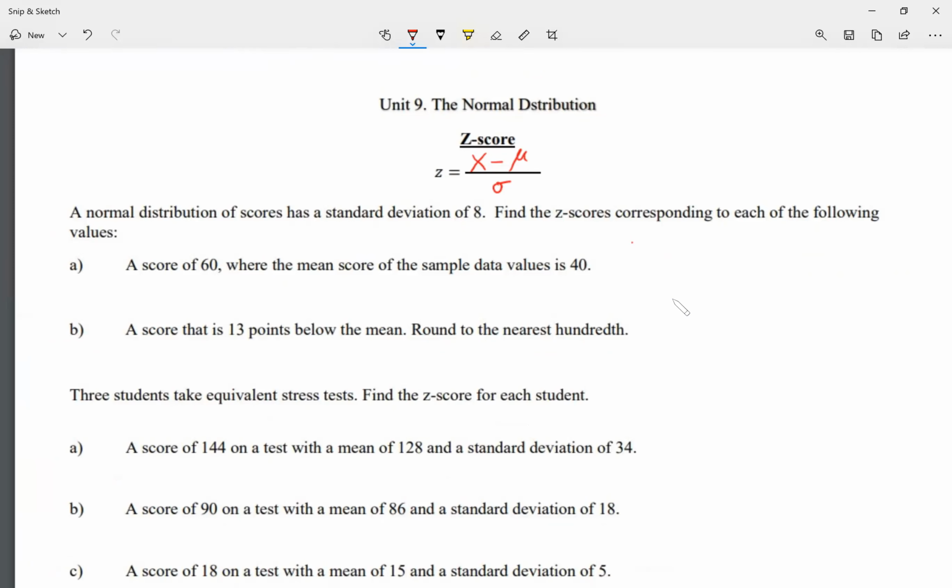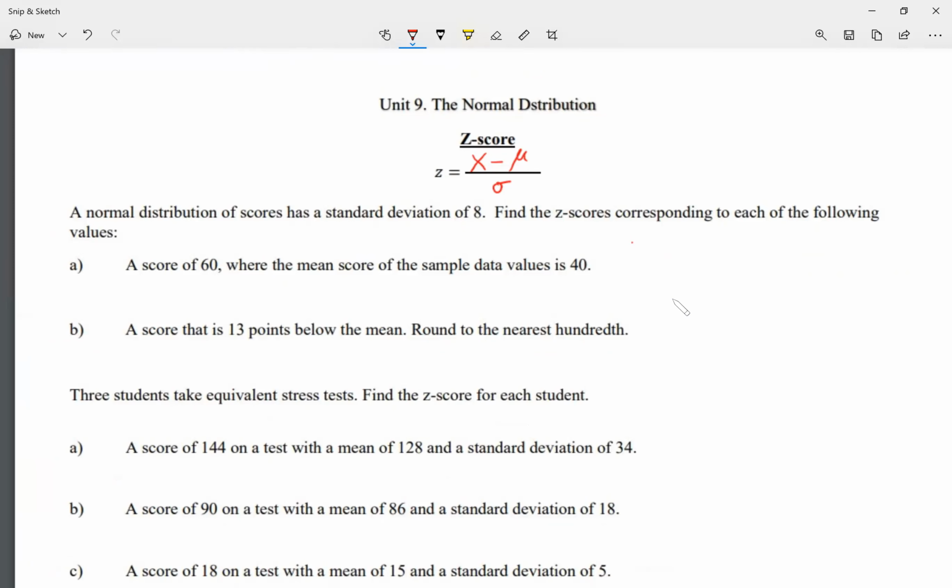So I'm just going to go 60 minus 40. And whatever I get, I'm going to divide this by 8. Okay. 60 minus 40 is 20. 20 divided by 8 happens to be 2.5. Okay, not bad. I said we could be dealing with decimals. Now here, let's see question B.